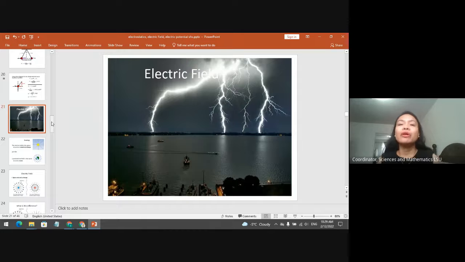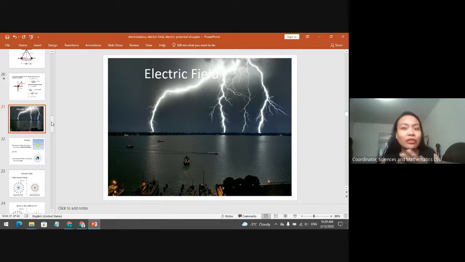For last week, we already discussed electrostatics as well as electric force and Coulomb's law. We discussed that an object can be charged, either positive or negative. With that, there will be an electric force that a charged object exerts on another charged object, so they can either repel or attract each other. Now, what happens when there is an electric force?